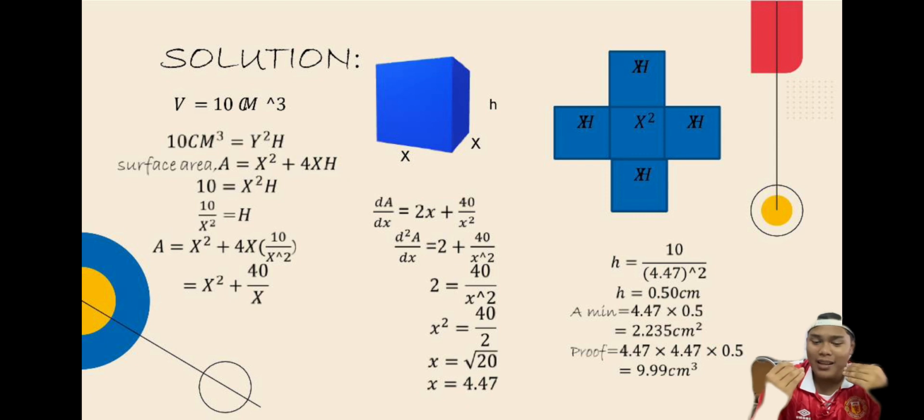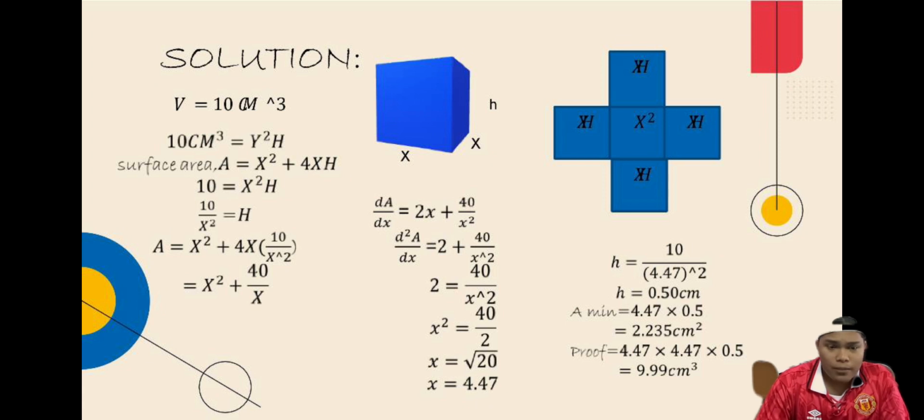We must make it as a derivative. So A is equal to x squared plus 4xh. Now we assume the volume as 10, and h is equal to 10 over x squared. Now we know that A is equal to x squared plus 4x times 10 over x squared. Now we got the function, which is x squared plus 40 over x. Let's move on to step 2.